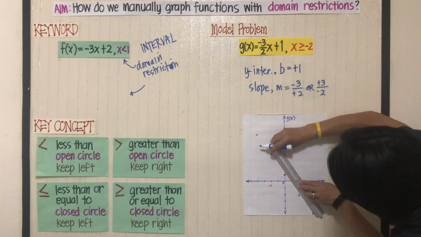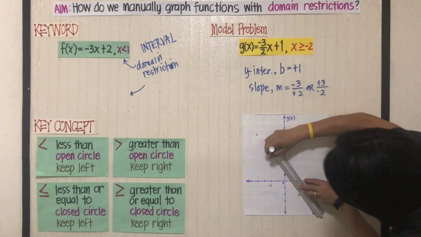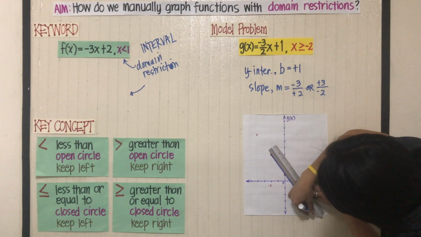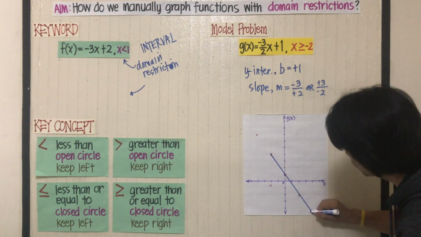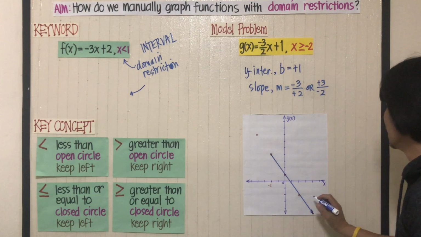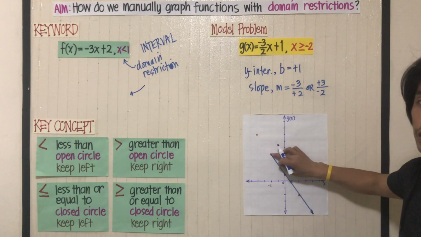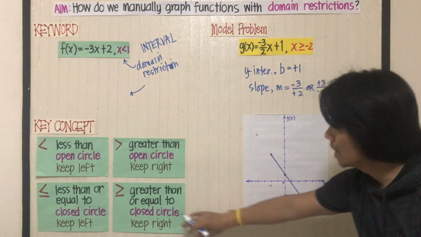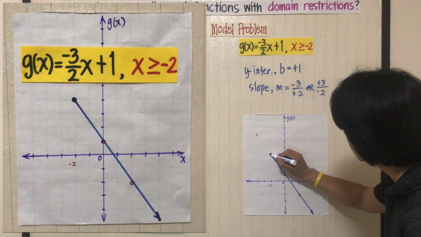Here we go. Let me try my best. I'm gonna try my best to connect them. Again, make sure you use a ruler. So this is our g of x. All right. Now, what do we do with this circle? According to this, it should be a closed circle.